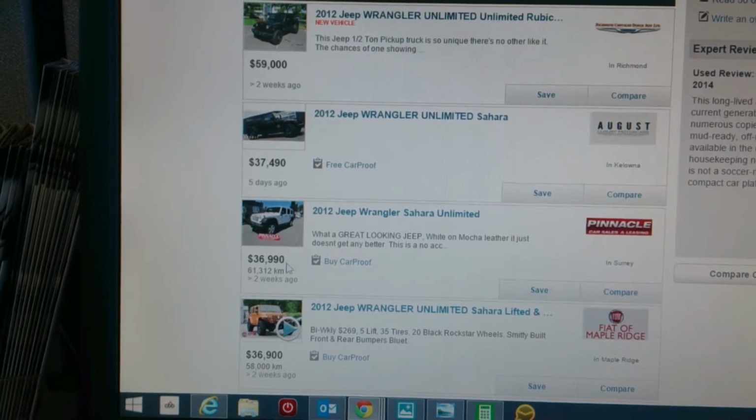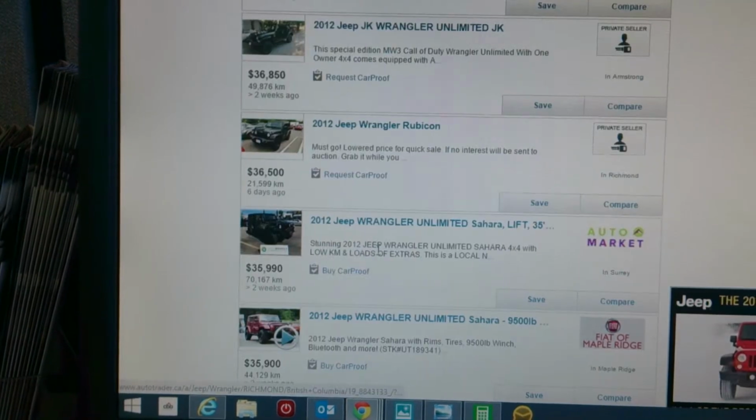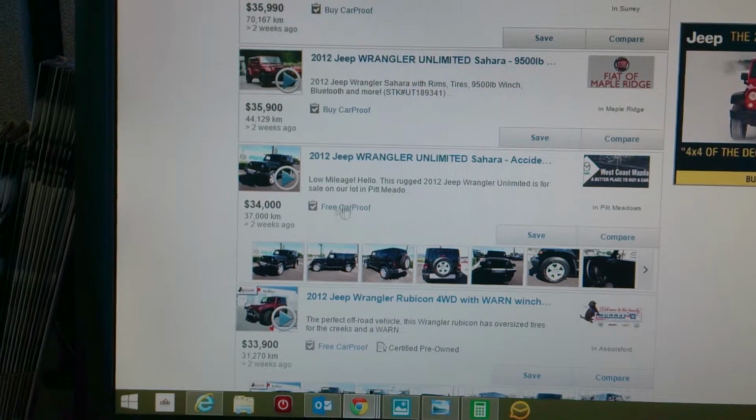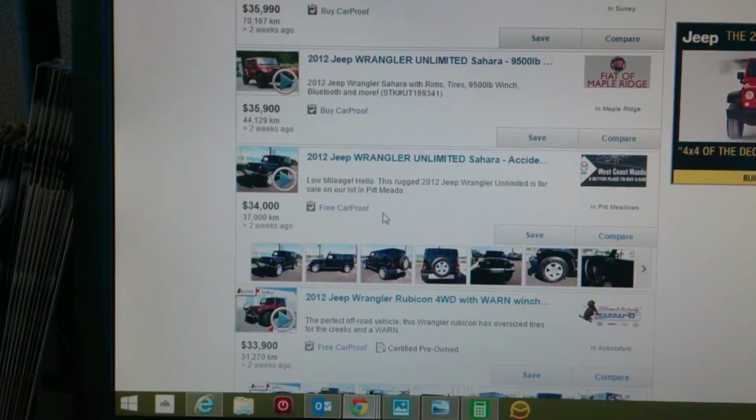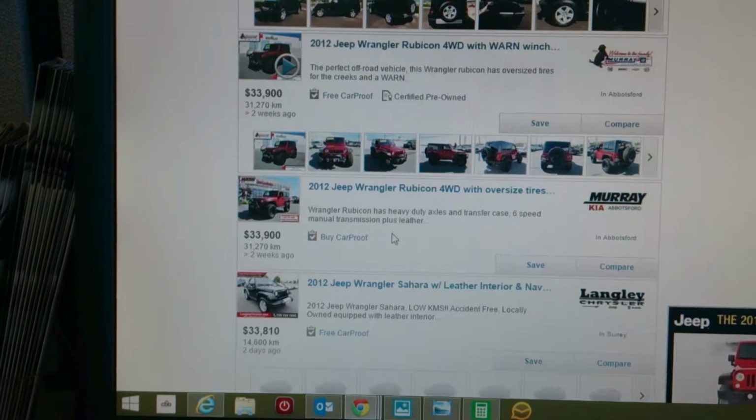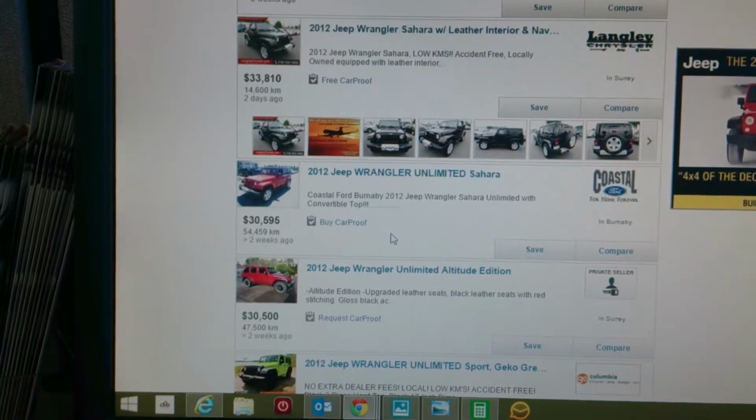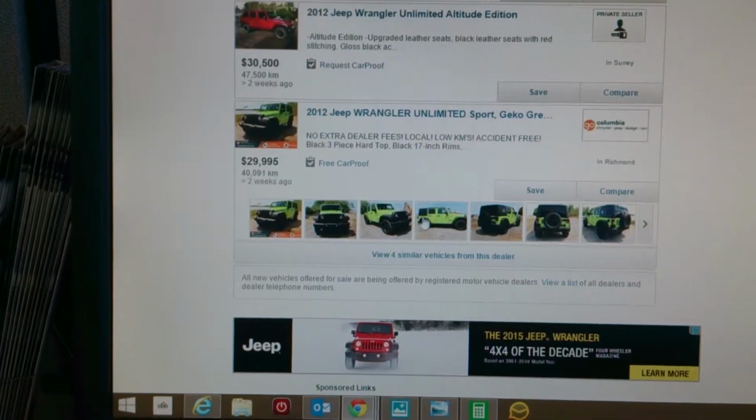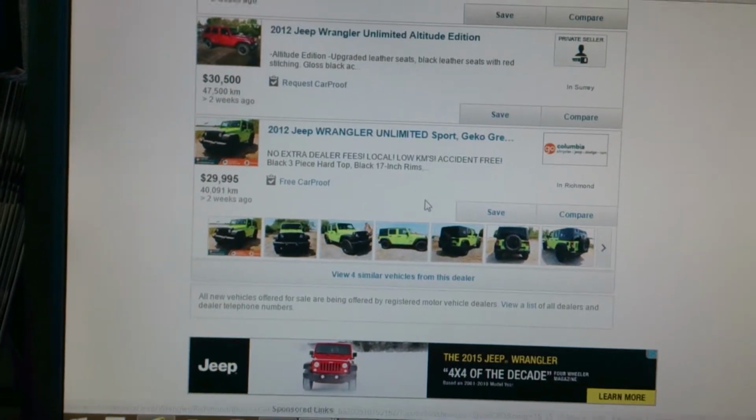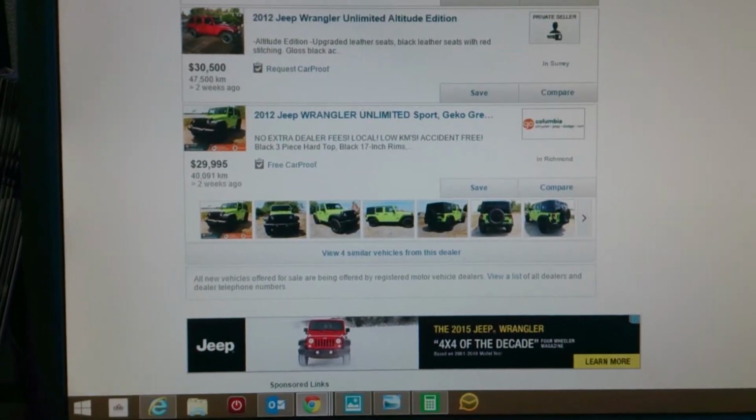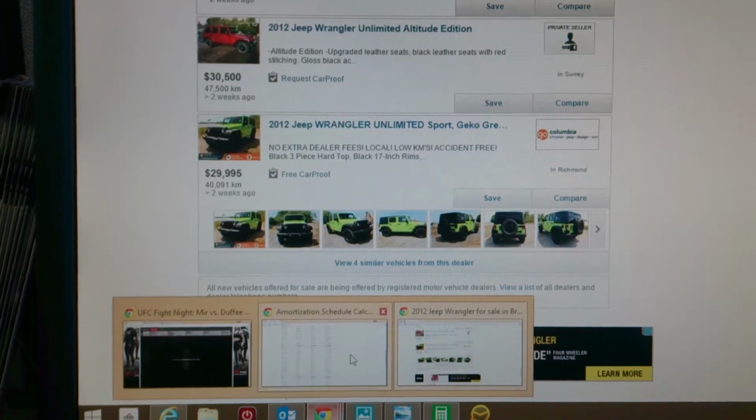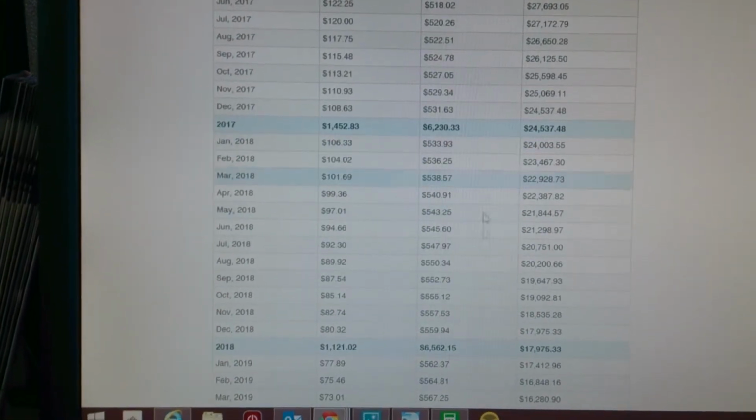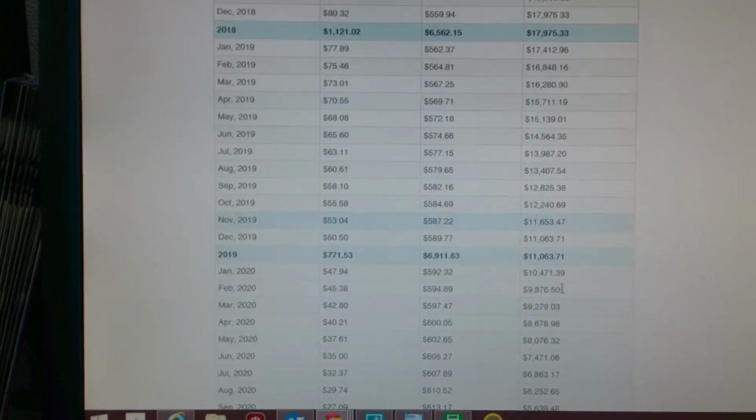Jeep Wrangler Sahara, and of course they're showing the most expensive ones there. Jeep Wrangler Unlimited Sahara, 36, 36, 36, 35, 34. Low mileage, 37,000 clicks. Well, I'd have to stop driving for mine to be worth around there. But it's safe to say that my Jeep will be worth, depending on how many kilometers I put on it, north of $20,000, putting me in an even equity position in 2017.